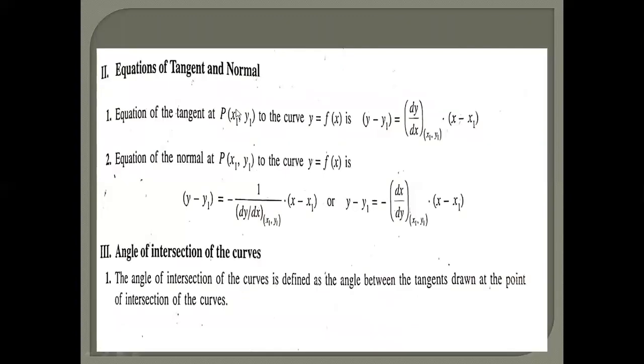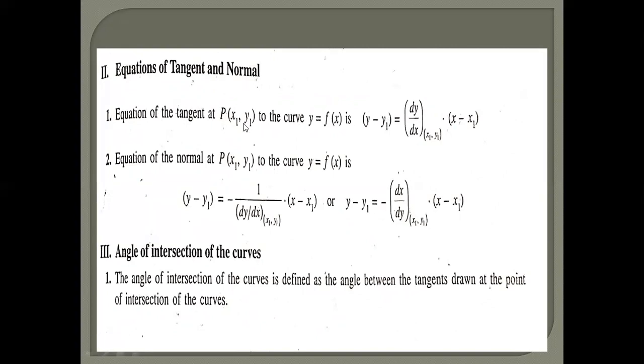Equation of tangent and normal. How to write the equation of the tangent at the given point and how to write the equation of the normal at x1 comma y1. Equation of the tangent at x1 comma y1 to the curve y is equal to f of x is, so this is the slope point form. If the slope and point are given, we can write the equation by using slope point form. So dy by dx is known as slope and the given point is x1 comma y1.